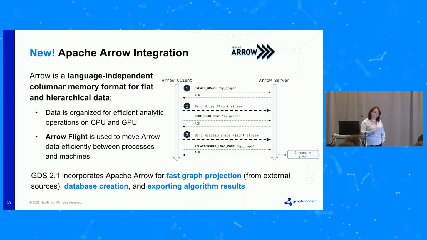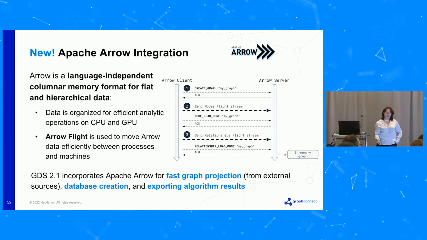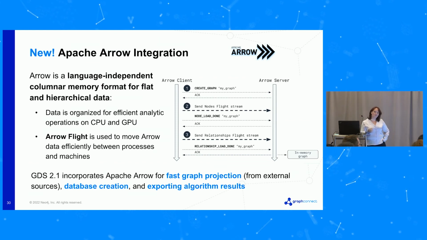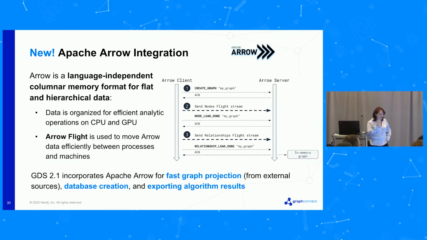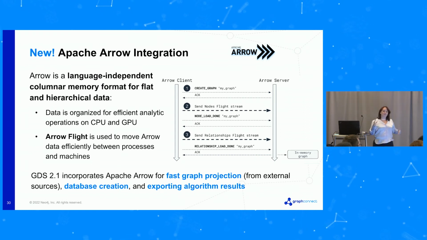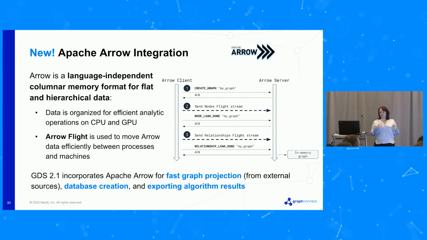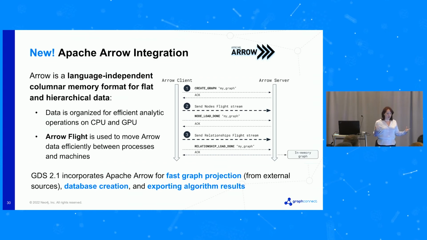Another integration we're super excited about is Apache Arrow. This is new in GDS 2.1. If you saw the demo this morning and it kind of seemed like sorcery and you were like, what are they talking about? Why is it so fast? Why do they keep saying the word Arrow? Arrow is basically a way of formatting your data that lets you move it really quickly. It's an in-memory representation. We use a Flight server to move data from source to target.